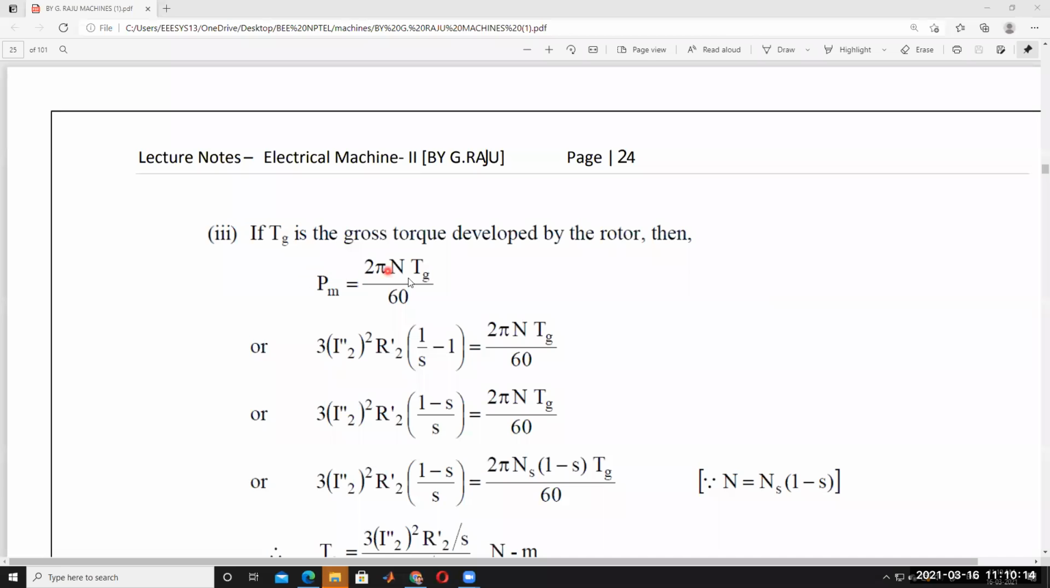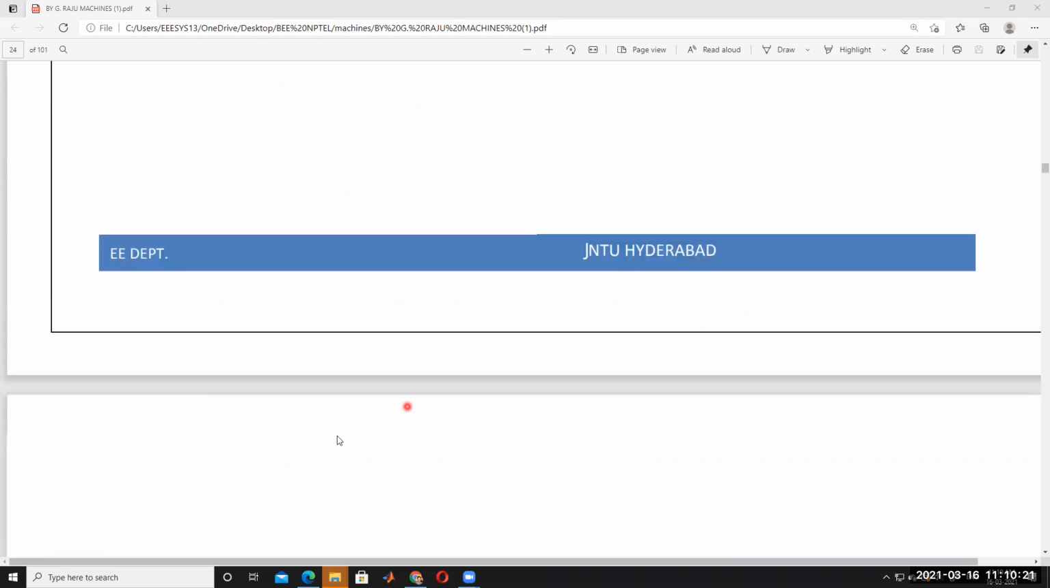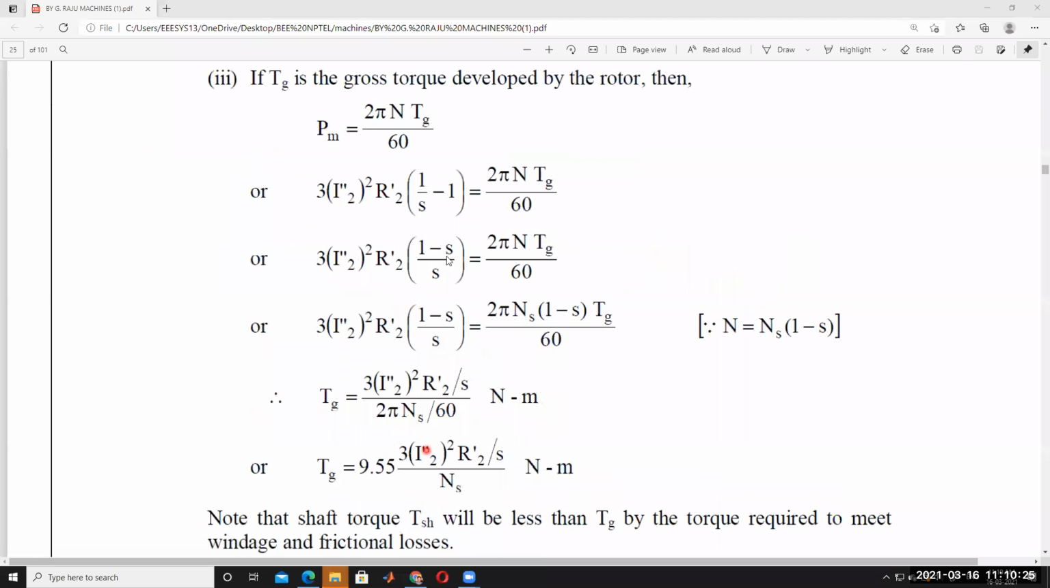Substitute here: power is equal to torque into omega, that is 2 pi N by 60. And the mechanical power developed here is 3 I2 squared into R2 dash into (1 by S minus 1). By substituting and simplifying this, you will get the torque relation of the 3-phase induction motor. This is a very, very important torque relation: torque is equal to 9.55 into 3 I2 squared into R2 dash by S by NS. So this is the gross mechanical power developed in the rotor. This is the torque derivation of the 3-phase induction motor.